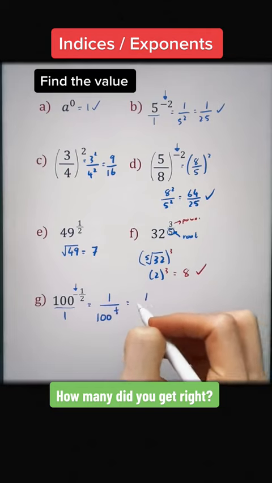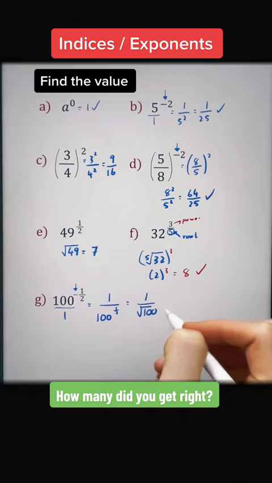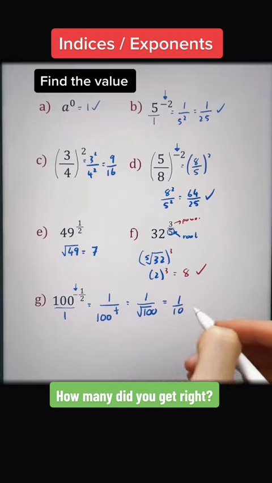Power of half means square root, and the square root of 100 is 10. So our final answer is 1 over 10.